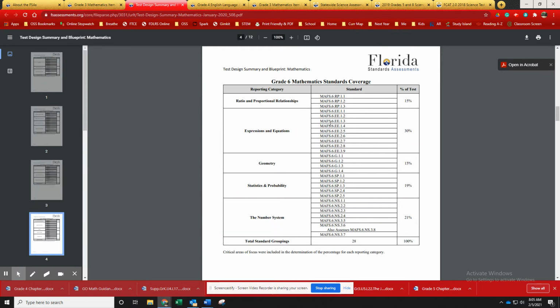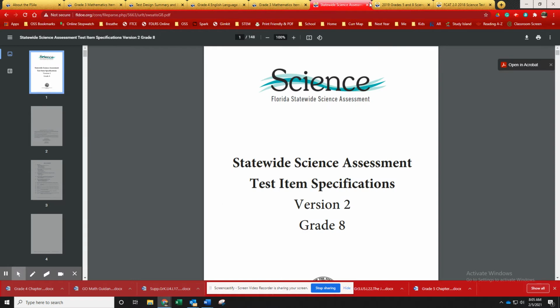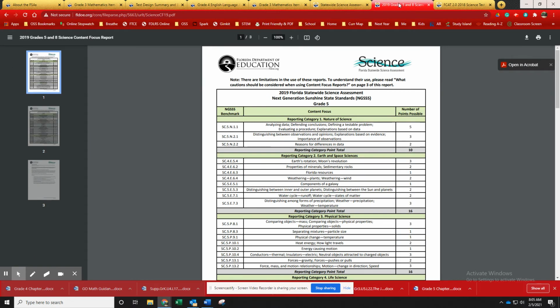It's the same for sixth grade, with the EEs, the expressions and equations. So these are the test design summaries. That's the second item that you should be looking at. The third item is the science.